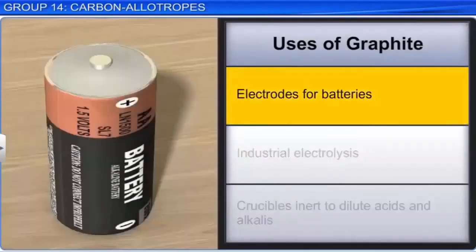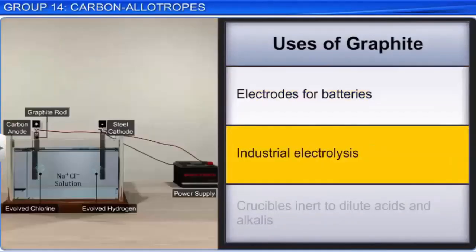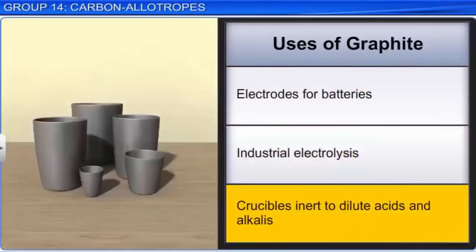Being a good conductor, graphite is used to construct electrodes for use in batteries and in industrial electrolysis. Crucibles made of graphite are inert to dilute acids and alkalis.